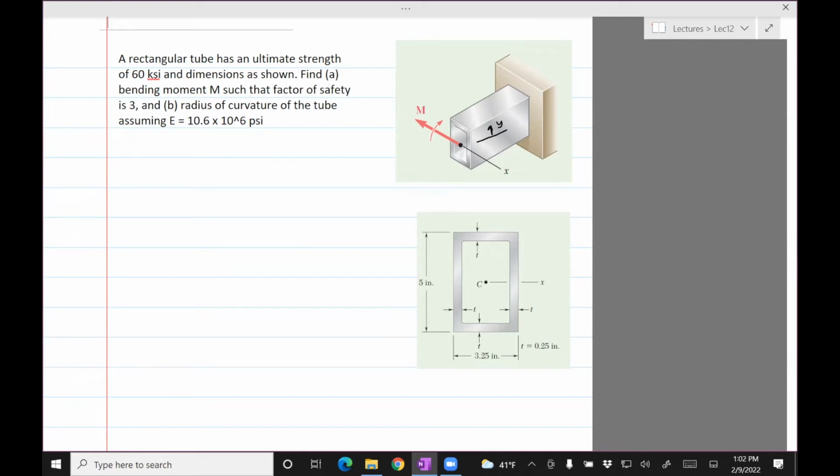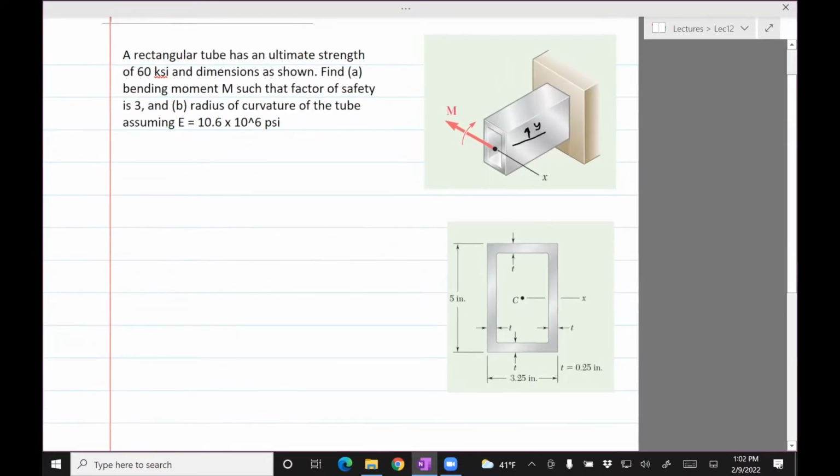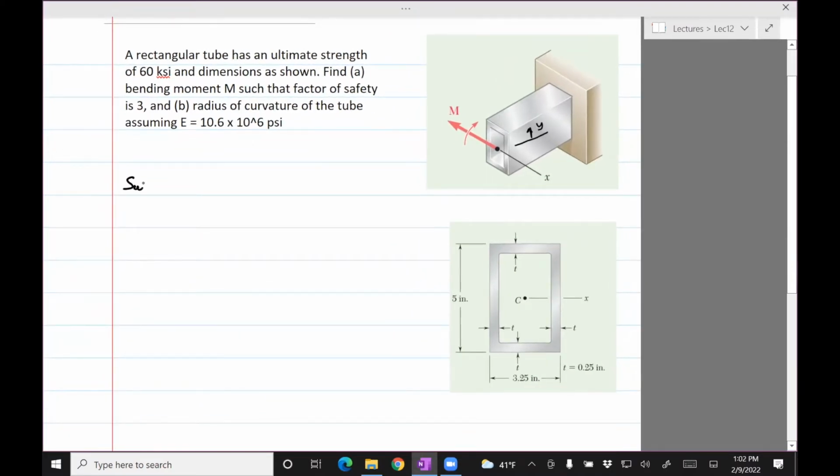Okay, so a rectangular tube has an ultimate strength of 60 KSI, and dimensions as shown. Find A, bending moment M, such that the factor of safety is 3, and B, radius of curvature of the tube, assuming E is 10.6 times 10 raised to 6 psi.